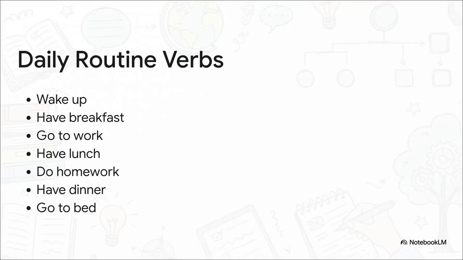And to talk about your daily life, well, you're gonna need some action words. You need verbs. Look at these verbs on the screen. These words are going to help you talk about your day. For example, wake up. I wake up. Have breakfast. I have breakfast. Go to work. I go to work. See? They're simple words, but they're so useful for everyone every single day.